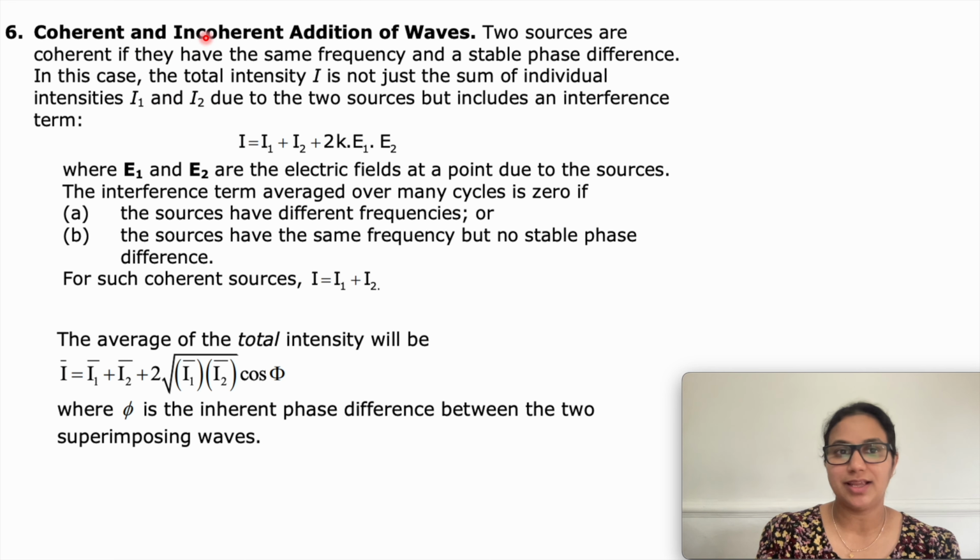Next is coherent and incoherent addition of waves. We have the intensity I equal to I1 plus I2 plus 2 E1 E2, where E1 and E2 are the electric fields at a point due to the two sources, and for incoherent addition the total intensity will be the sum of I1 plus I2. For coherent addition, I is equal to I1 plus I2 plus 2 square root of I1 I2 cos phi, where phi is the phase difference.